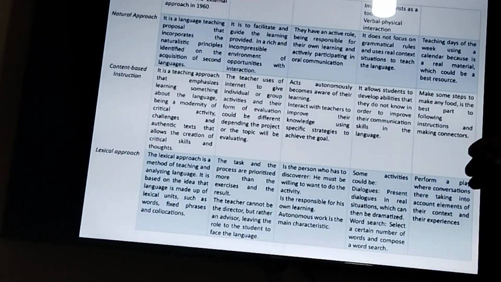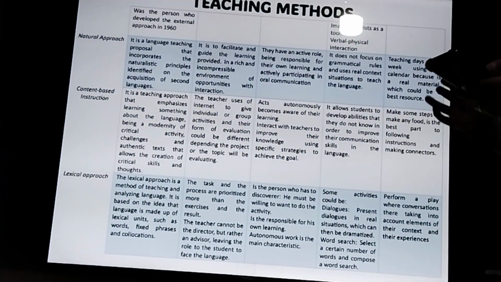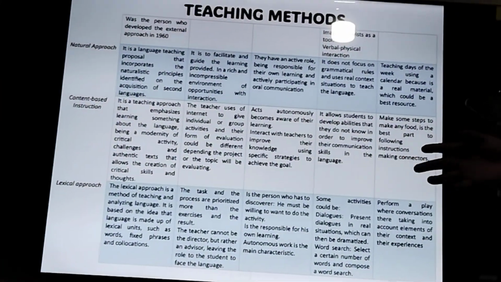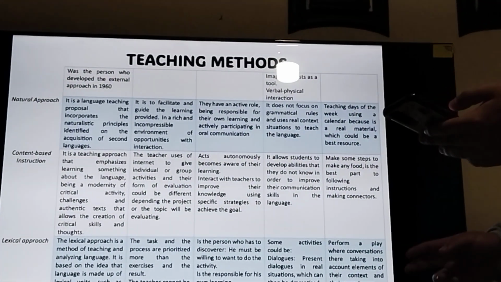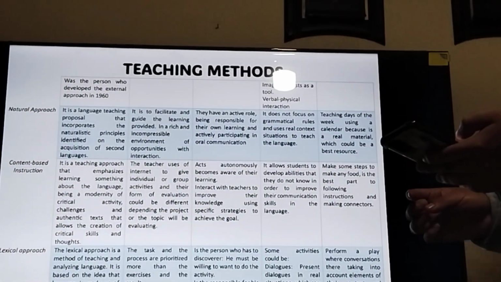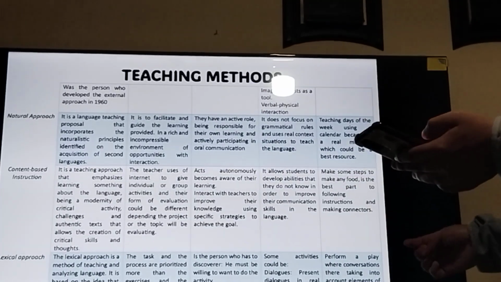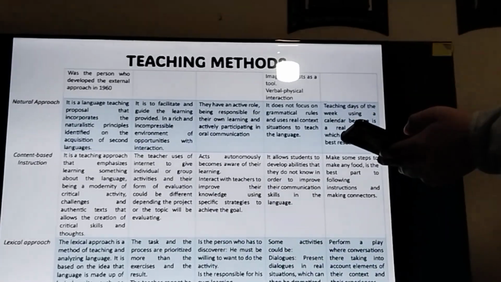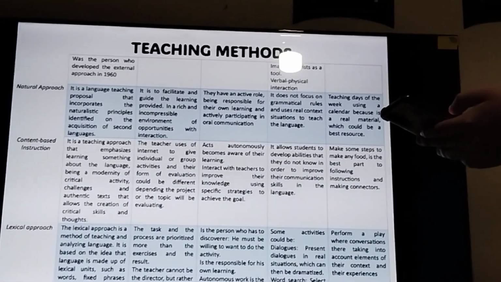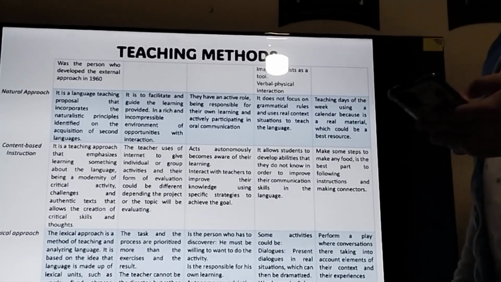In that method, the difference from other methods is that it allows the students to develop abilities that they don't know, in order to improve their communication skills in the language. An example could be following some steps to make any food. Making food is the best way to practice following instructions and using connectors.